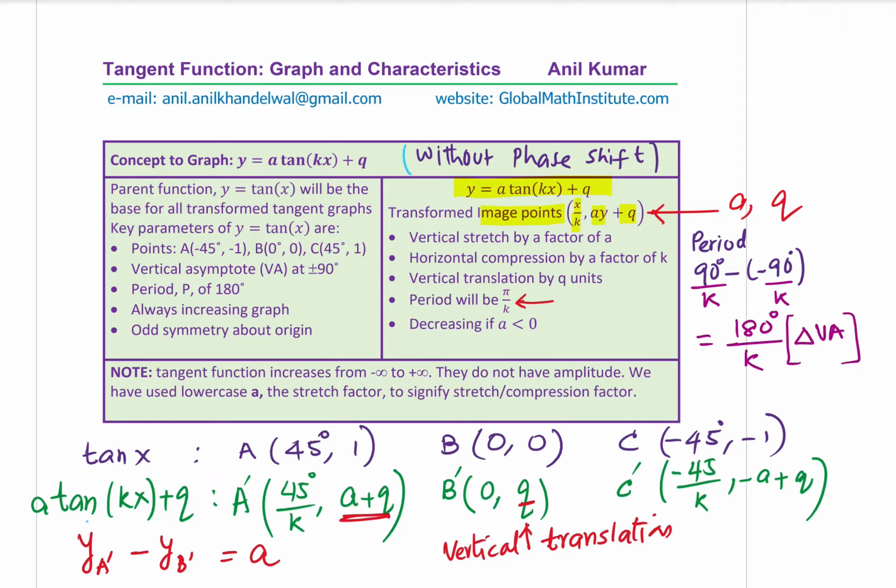So that summarizes a very good look at the tangent function itself. Now note, the tangent function increases from minus infinity to infinity. They do not have amplitude. We have used the lowercase a, the stretch factor, to signify the stretch and the compression, right? So this is the difference between sinusoidal functions and the tangent function. In sinusoidal functions, there's a turning point, so we have amplitude. Here we do not have any term as amplitude. In sinusoidal functions, you have seen we normally use capital A, signifying the amplitude and also the stretch factor. Here we are using lowercase a to signify that it's not an amplitude.